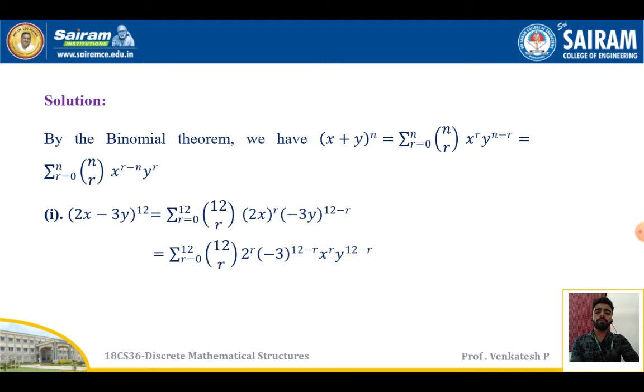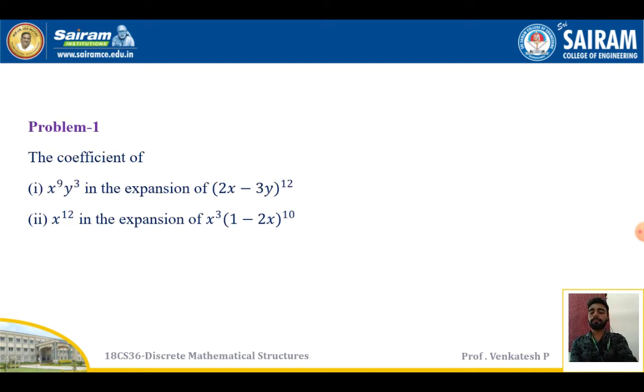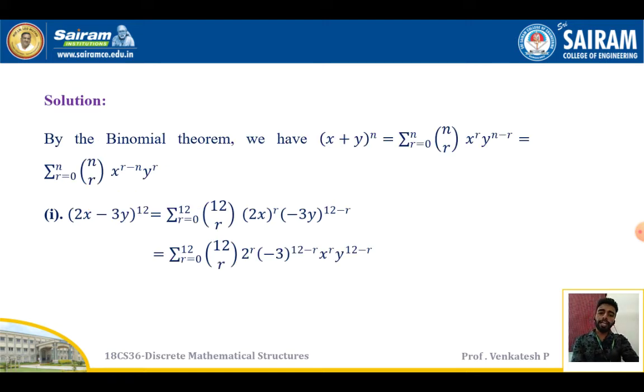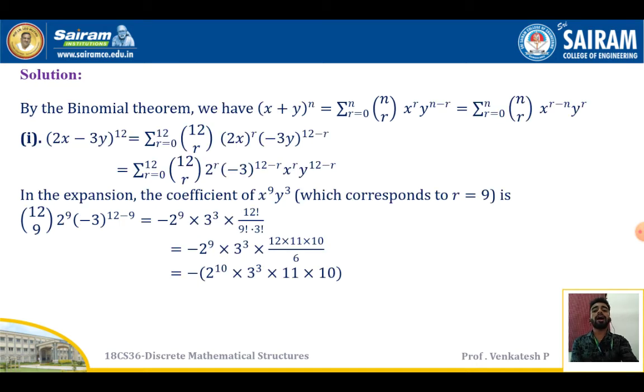According to the problem, I need to find the coefficient of x^9 y^3. To find the coefficient of x^9 and y^3, here I must get x^9 y^3. So to get x^9 y^3, I must replace r equal to 9. If I replace r equal to 9 here, I can get x^9 y^3 in this equation, so that I am able to find the coefficient of x^9 y^3. So I will be replacing r equal to 9.